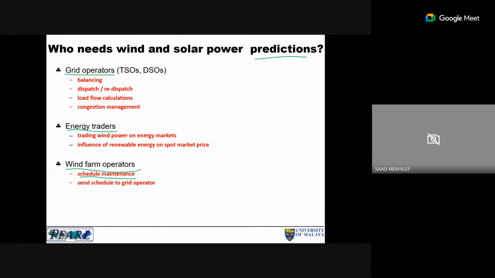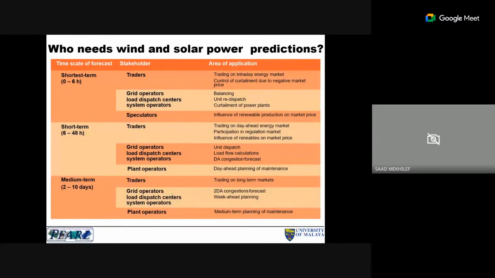For example, they will expect that in the next couple of days there will be no wind. The wind speed is below the cut-in speed, so that's the time when they can do the maintenance or repairs, whatever they have, and then send the schedule to the grid operators. So that's actually who will be interested in forecasting or prediction. We call it prediction or forecasting of the wind turbines.